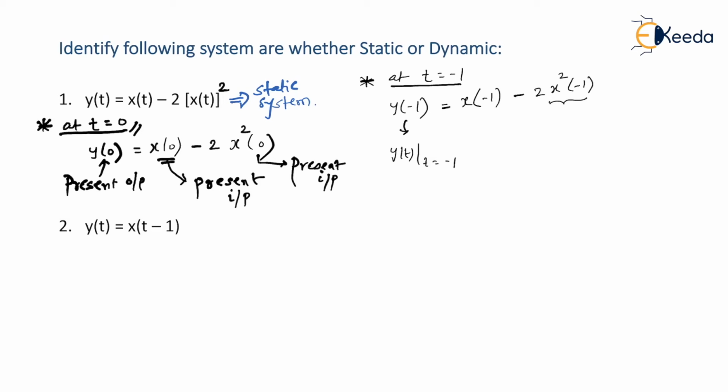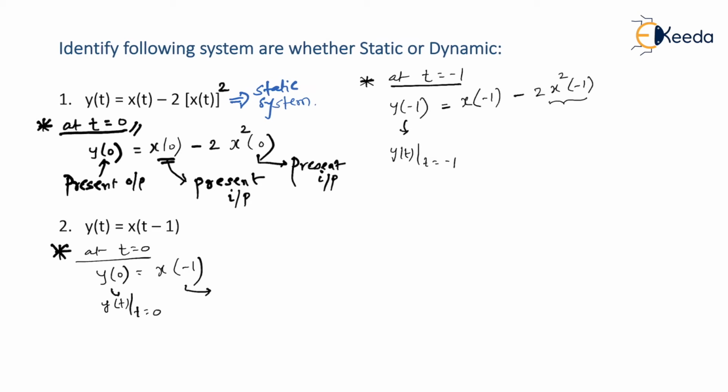Second equation says y of t equal to x of t minus 1. So always assume that x of t is input and y of t is output. So at, let's say, t equal to 0, I can say that y of 0 is equal to x of minus 1. Am I right? Now what is meant by y of 0? See, y of 0 means y of t at t equal to 0. So whatever instant that you have written here always becomes a present state or present time. So I can say that this is a present output.